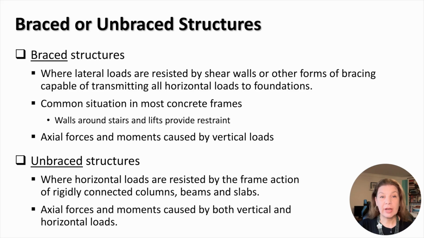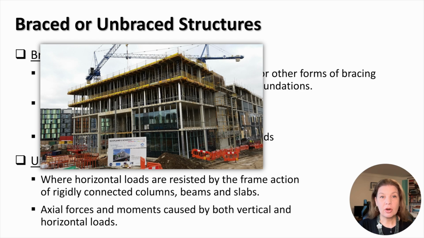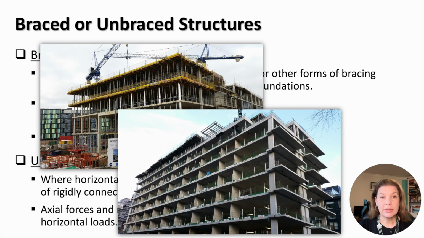Structures can be classified as braced and unbraced. Braced structures are horizontally restrained. Horizontal forces are resisted in these structures by shear walls or other forms of bracing capable of transmitting all the horizontal loads to the foundations. Most concrete frames can be considered as braced because walls around stairs and lifts provide horizontal restraint. As a result, axial forces and moments are caused in braced structures by vertical loads.